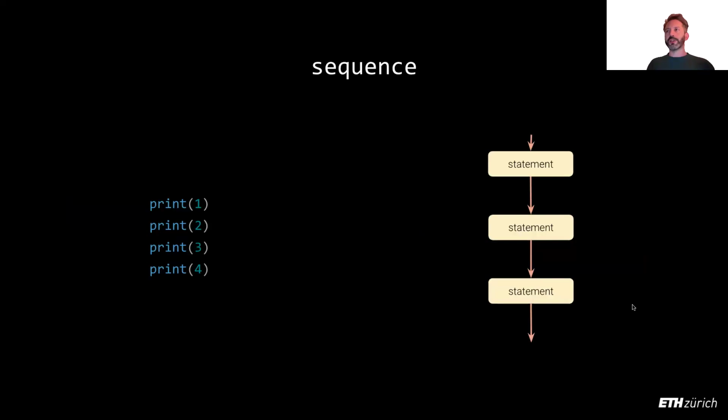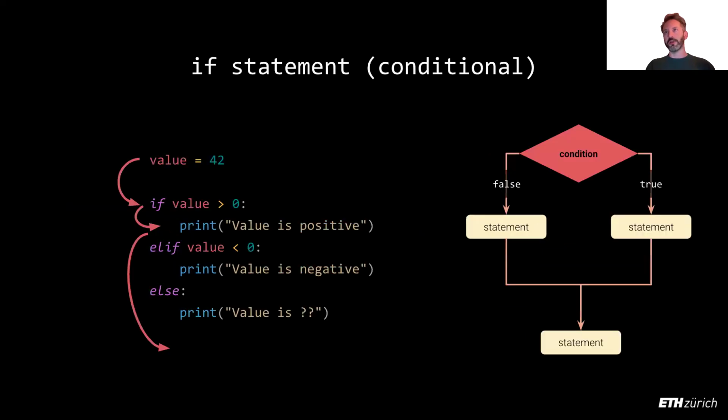Okay, so a bit more in detail, a sequence, it's kind of straightforward, multiple lines. If we want to print 1, 2, 3, 4, we have 4 lines: print 1, print 2, print 3, print 4.